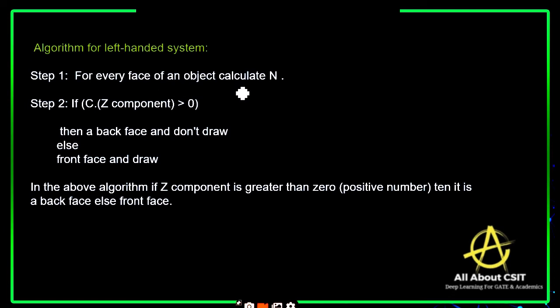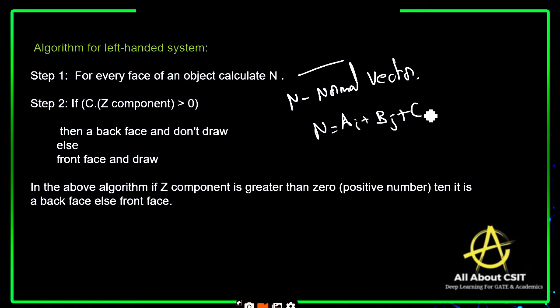Left-hand system: for every face of an object, calculate the n. So what is the n? I said n is nothing but the normal vector. So what is the normal vector? ai plus bj plus ck. So if the c dot z component is greater than 0, where the vector components are vx, vy and vz, then it is a back face and don't draw, else front face and draw.